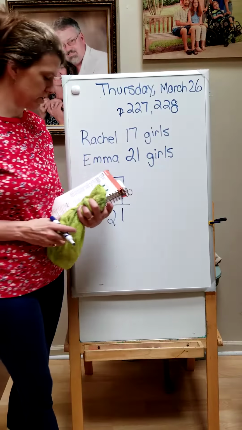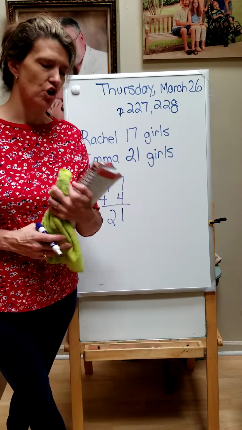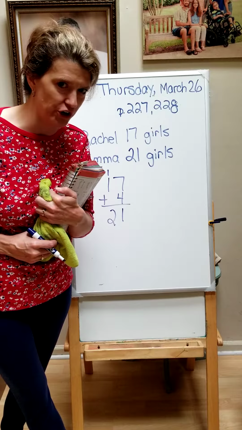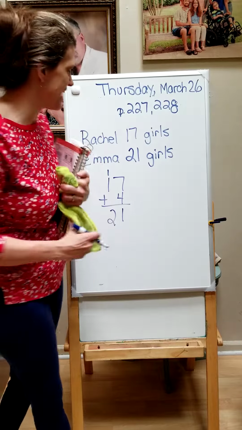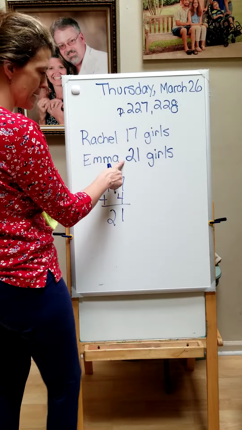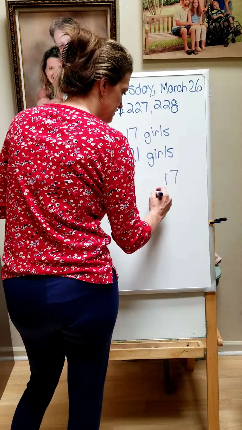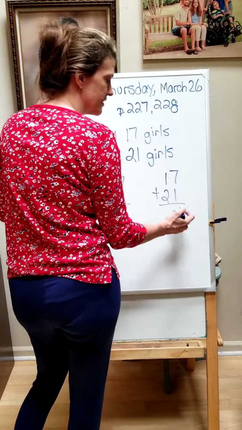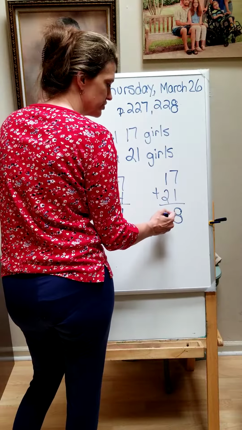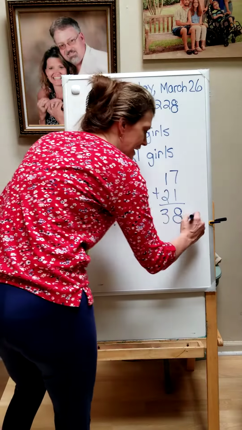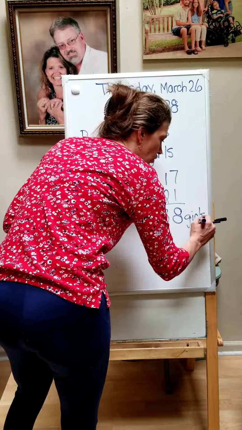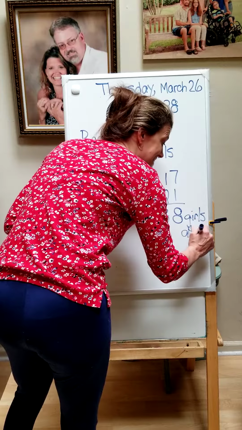Now, what is the question? How many girls are there all together? So now we're going to have to add up Rachel and Emma. 17 plus 21. 7 plus 1, 8. 1 plus 2, 3. 38 girls all together in both classes.